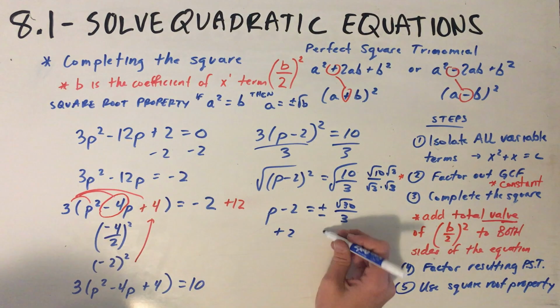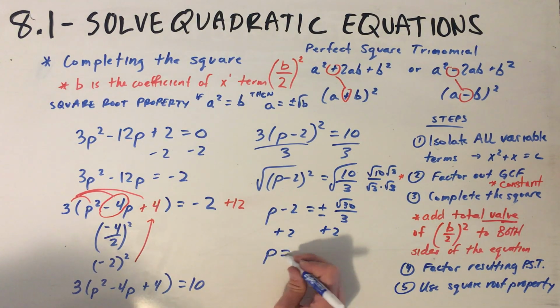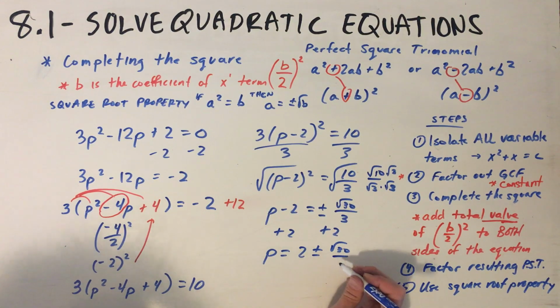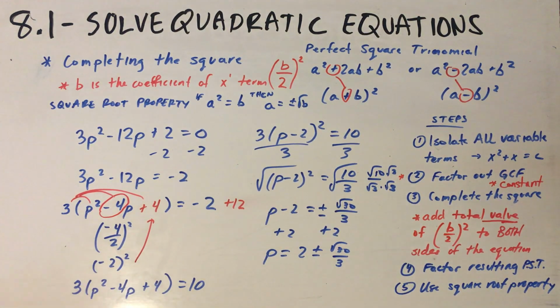Then I'm going to add 2 to both sides, and I will get p is equal to 2 plus or minus the square root of 30 over 3. Pretty big problem to do there. And let's see, we could do one more of these, and then we'll be done with this section.